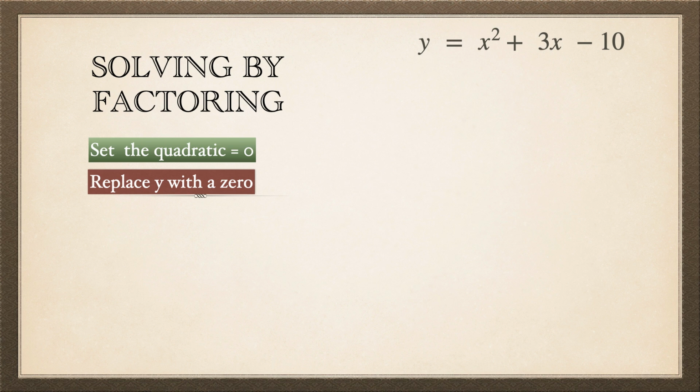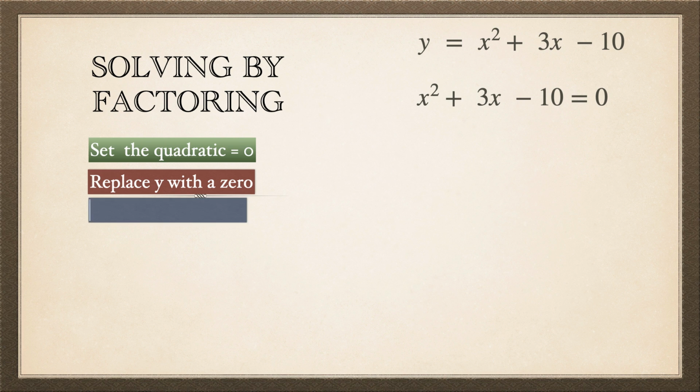Alright, so all I'm going to do is take y away and replace it with 0. Now I like to have my quadratic on the left hand side. You don't have to. That's the way I like it. So when I switched my y to 0, I also flipped the sides around. Okay, so now the next thing I need to do is to factor the trinomial.